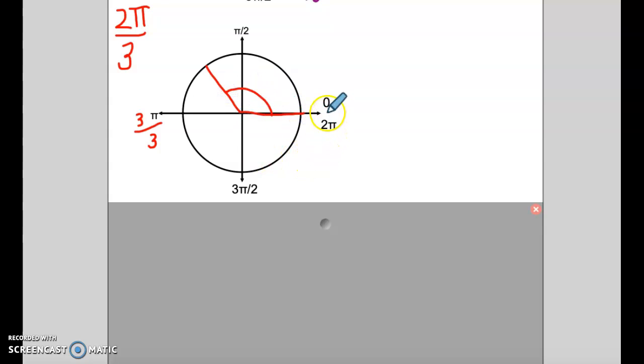Right here's 0. Obviously, 2 pi over 3 is going to be at that spot because 1 pi, cut it in thirds, right? Here's where 1 pi over 3 is going to be. If that's 0, it'll be 0, 1 pi over 3, 2 pi over 3, 3 pi over 3.